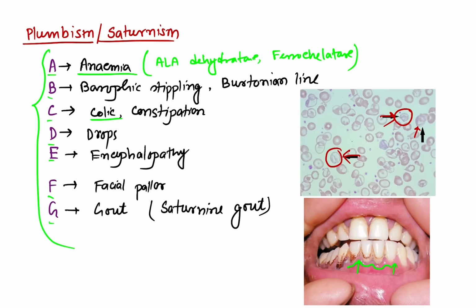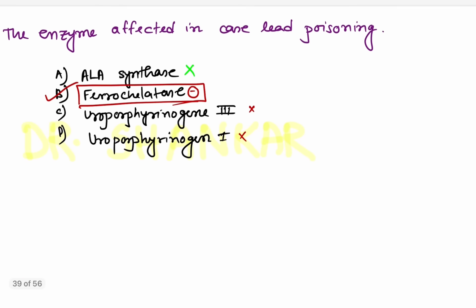Next, C for colic, abdominal colic and constipation. D for drops, like wrist drop, foot drop. E for encephalopathy, lead encephalopathy. F for facial pallor because of vasospasm. And G for gout, Saturnine gout. So this is ABCDEFG about lead poisoning or plumbism.